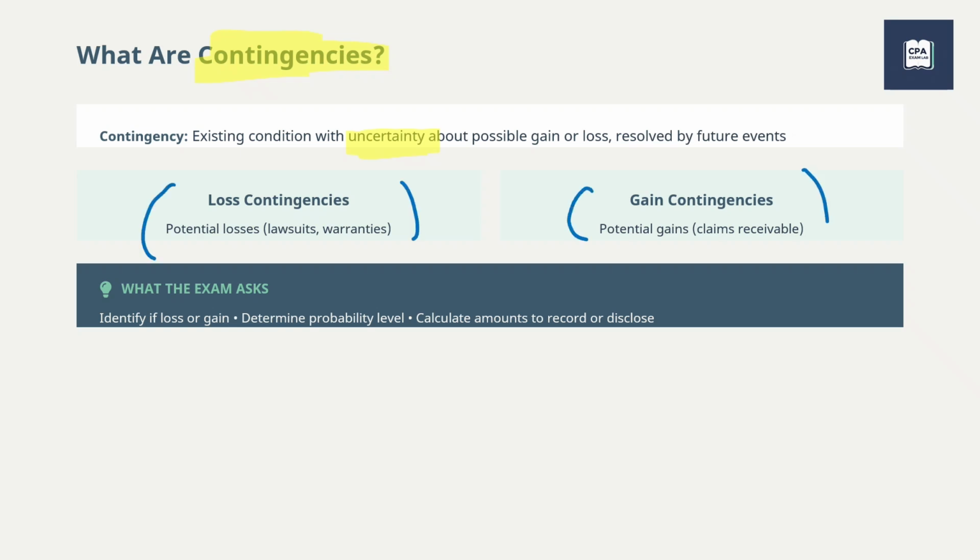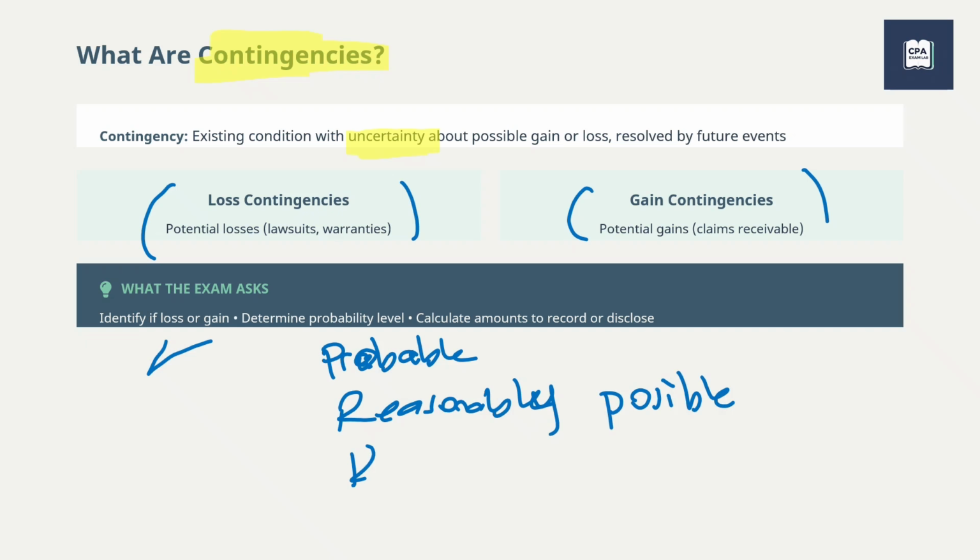And what does the exam ask the students? They want to know if we can identify whether it's a loss contingency or gain contingency, and they want to make sure that we can understand the probability level. So here you are going to hear three different words: probable, reasonably possible, or remote. The exam wants to know if we can determine the probability level and calculate the amounts to record or disclose.